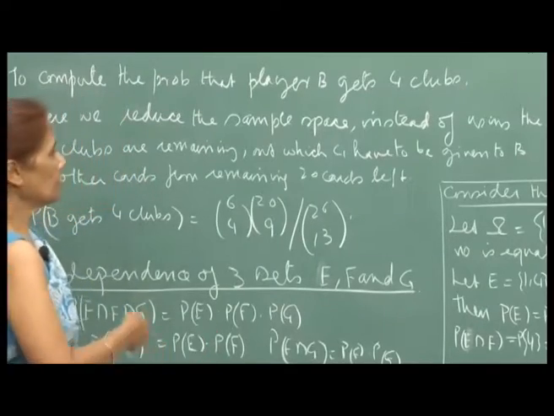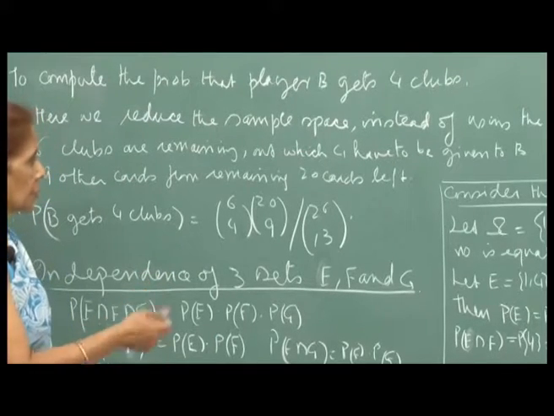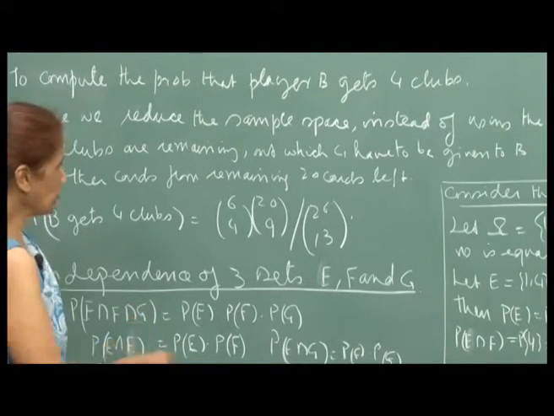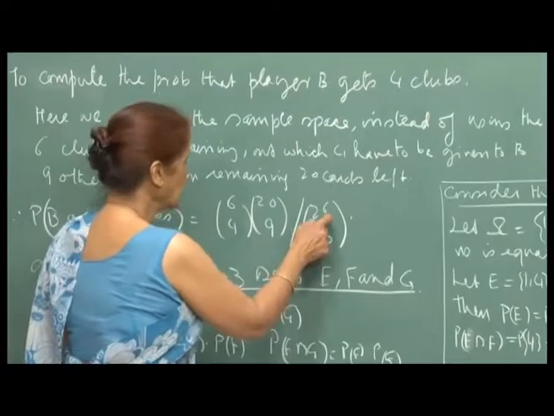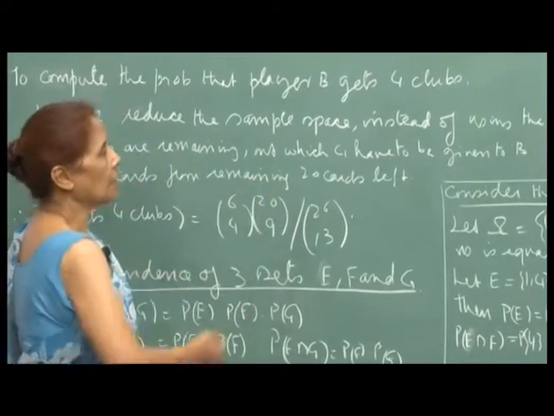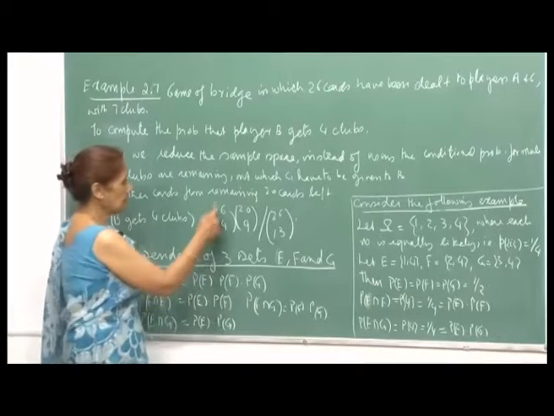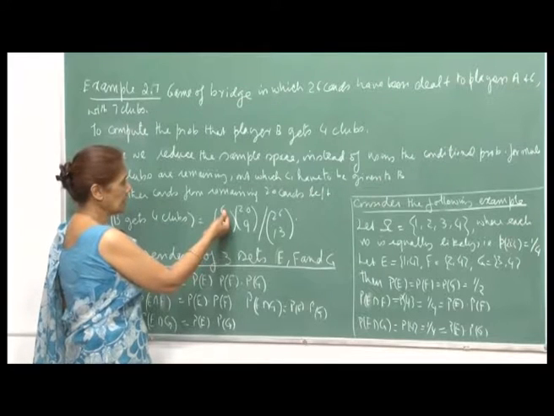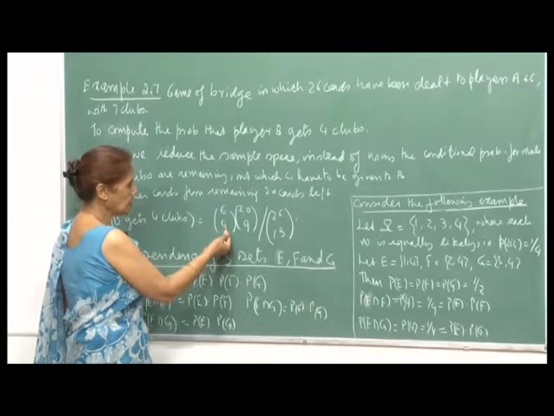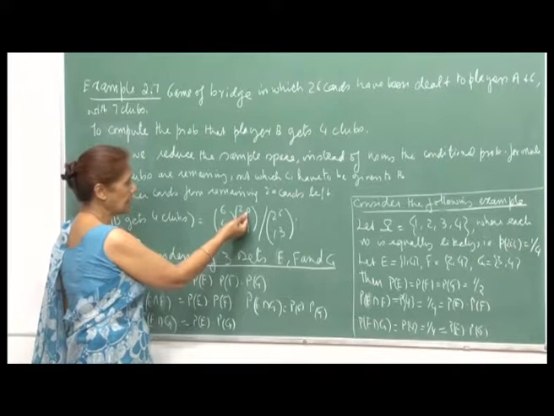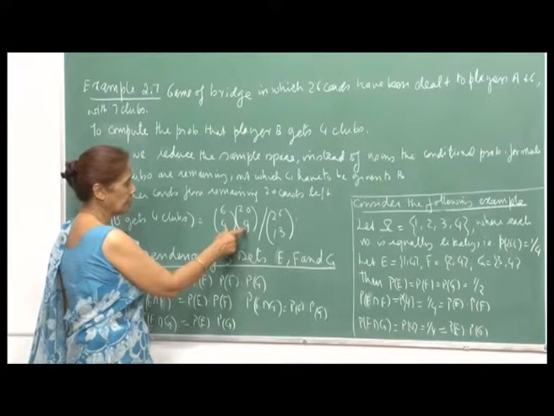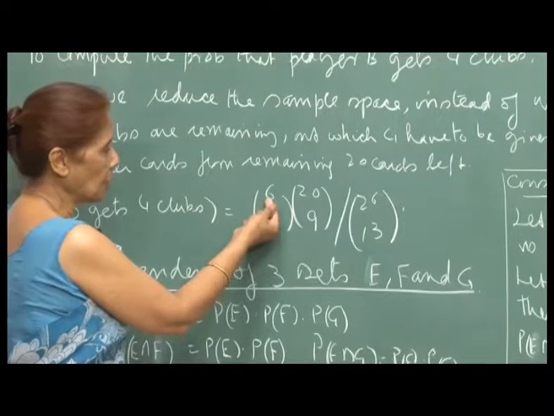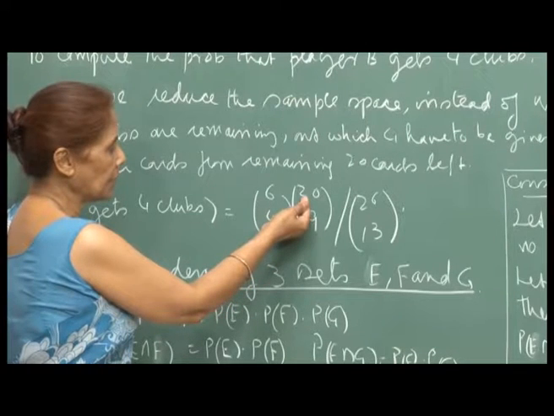Now, instead of taking the distribution of 52 cards to the 4 players, I am just reducing the sample space, because 26 cards are now left, out of which 6 are clubs, because 7 have already been distributed to players A and C. So, now this is your multinomial distribution. Out of 6 clubs B should get 4, and then from the remaining 20 cards he should get the other 9 cards. So, that way he gets 13 cards. This is the number of ways in which he can get 4 clubs out of 6 and 9 cards out of the remaining 20 cards.